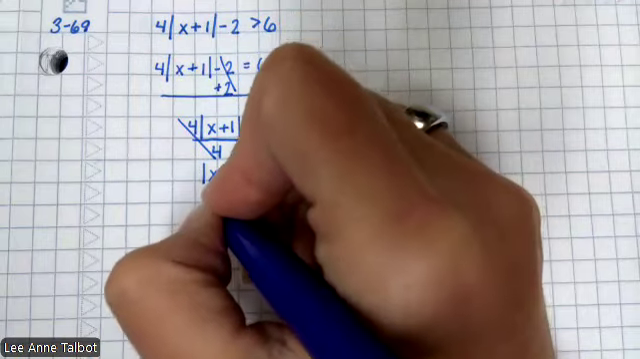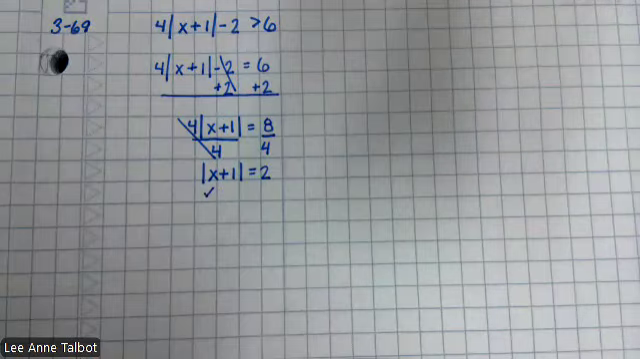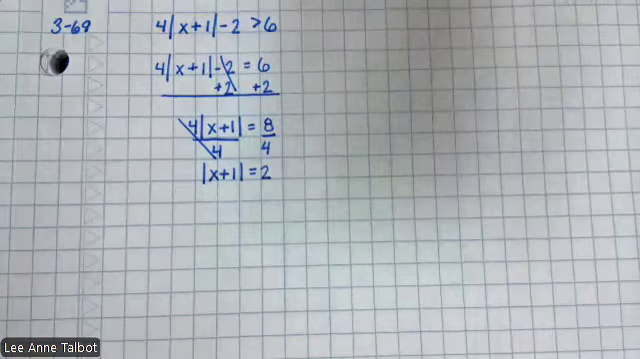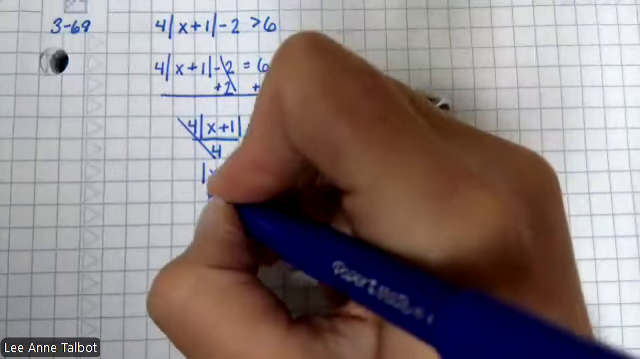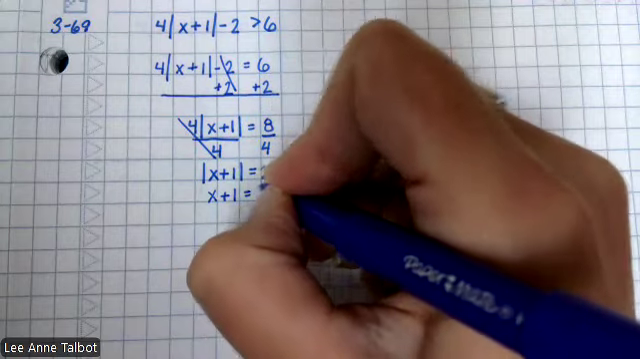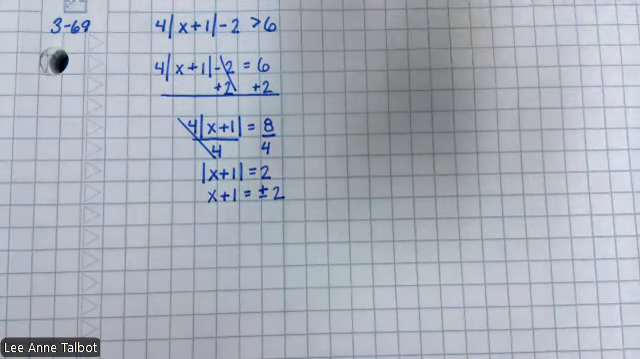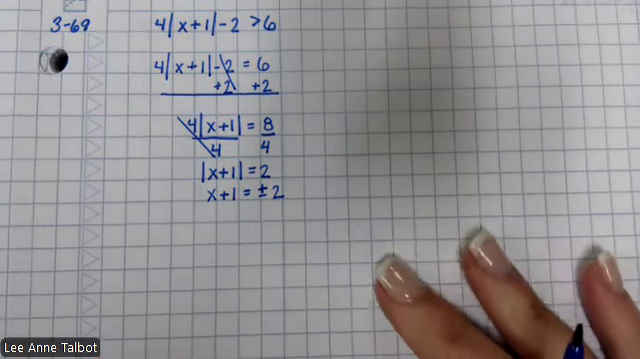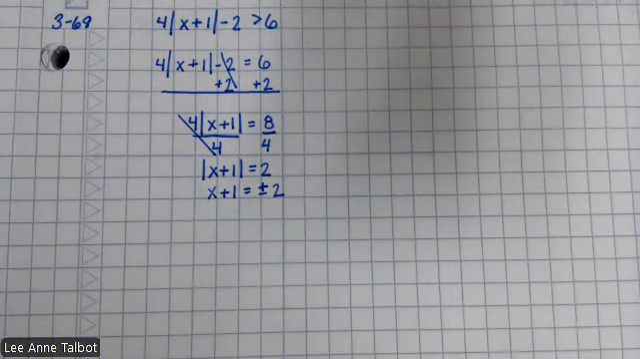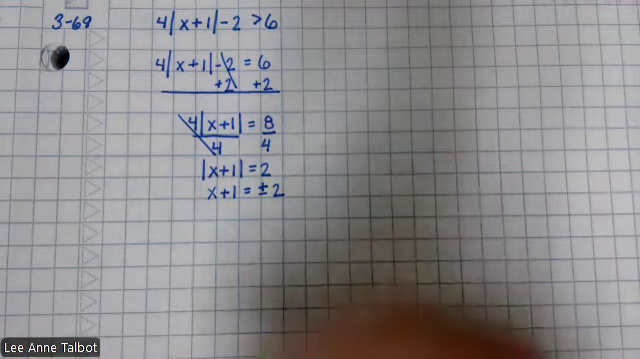So you go like this. No, don't go like that. Go like this. So undoing absolute value is plus or minus, just like when you square root both sides, same deal.